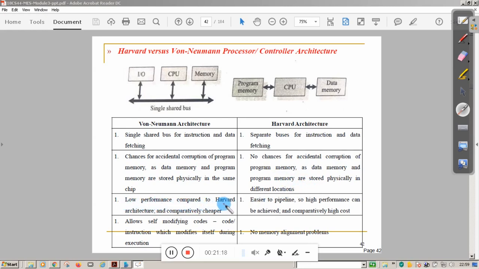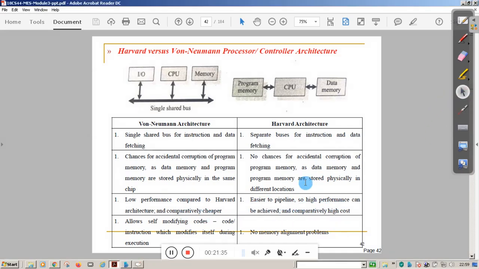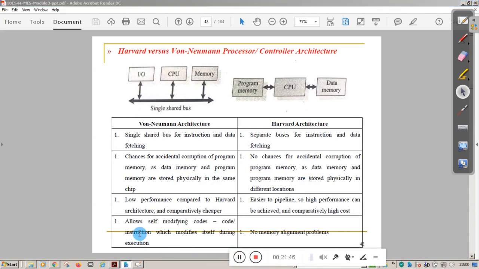Von Neumann has lower performance compared to Harvard architecture, because both data and instructions are stored in the same memory. Harvard has high performance because it is easier to pipeline. Also, von Neumann has some memory alignment problems, but in Harvard architecture there is no memory alignment problem.